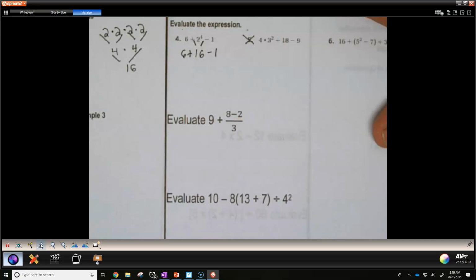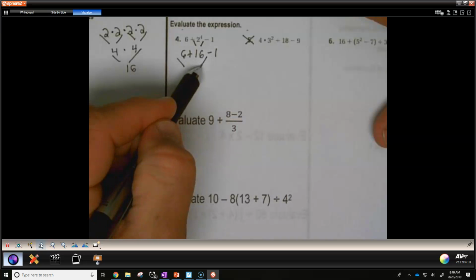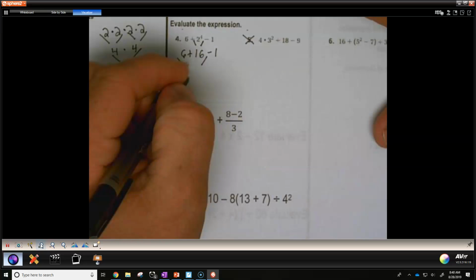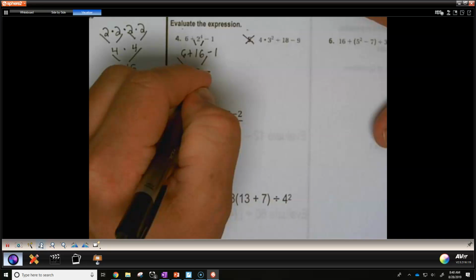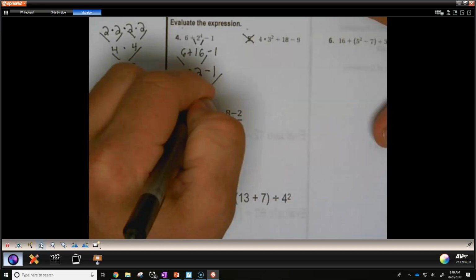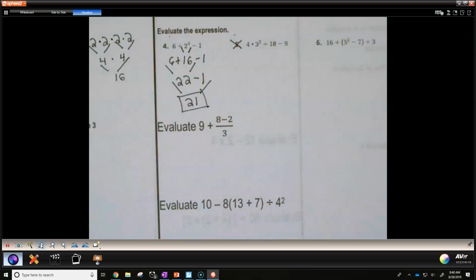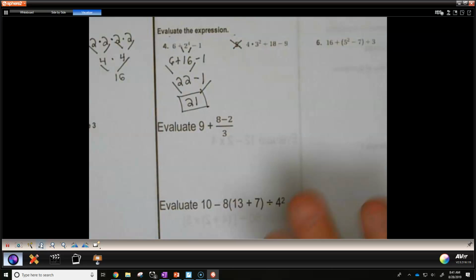Cole, what's next? And if we do left to right, well, there's no multiplication or division, so we go on to adding and subtracting. So first we tell 16 plus 6. 22. I like how you explain that, Cole. 22 minus 1 is 101. Alright, great job. Okay, let's go to number 6.